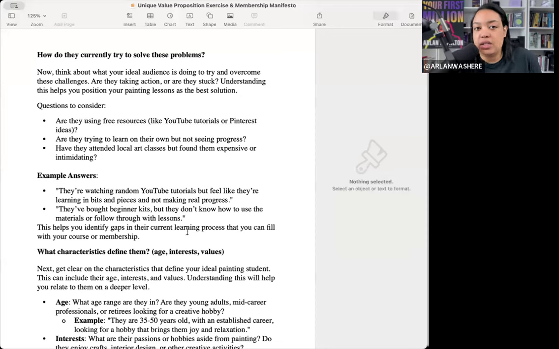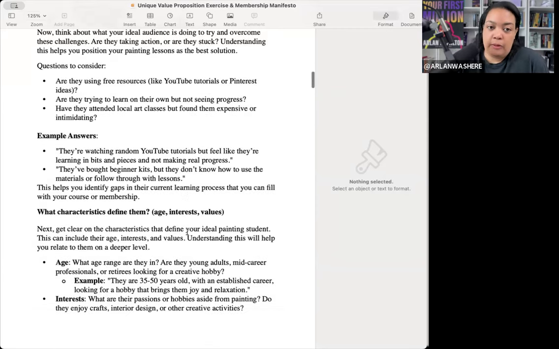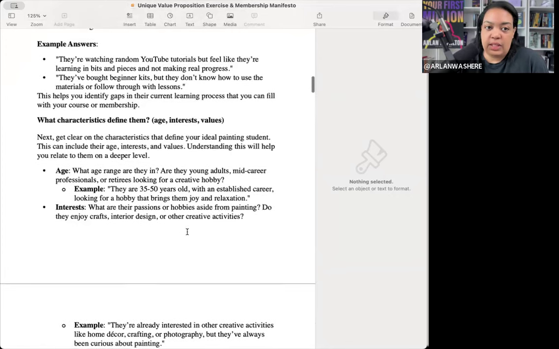Are they taking action or are they stuck? Are they using free resources like YouTube right now, Pinterest? And again, this is specific to painting, but think about it for your lane. Are they trying to learn on their own but not seeing progress? Have they attended local classes but found them to be expensive or intimidating, and in some cases, not effective enough for them? Right?